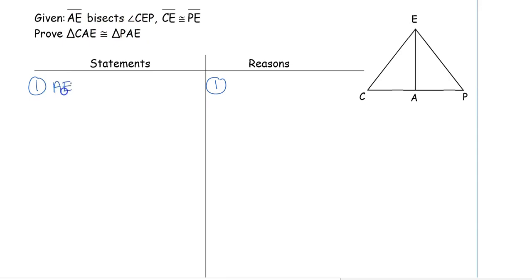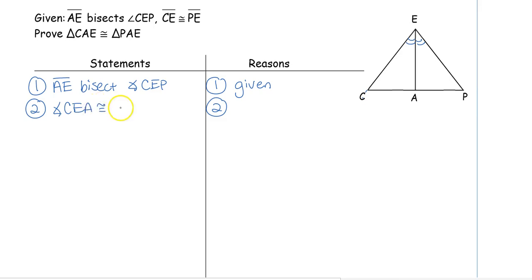We are given that AE is going to bisect angle CEP. And again, the only way I know that is it was given to me. That's not something I can just make up. You can't make up information. So we look at our diagram. Here's segment AE. It's bisecting angle CEP. So if this segment bisects, it's giving me these two congruent angles. So based on that given information, I'm going to draw the conclusion that angle CEA is congruent to angle PEA.